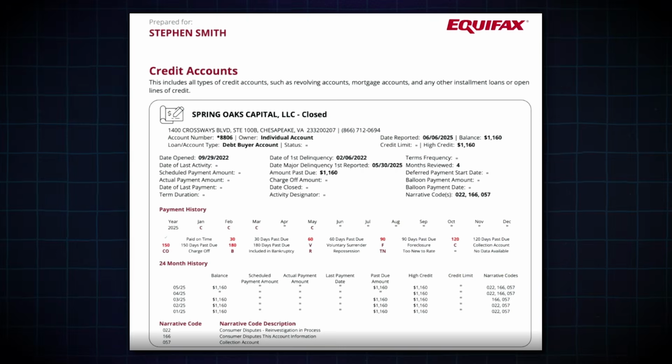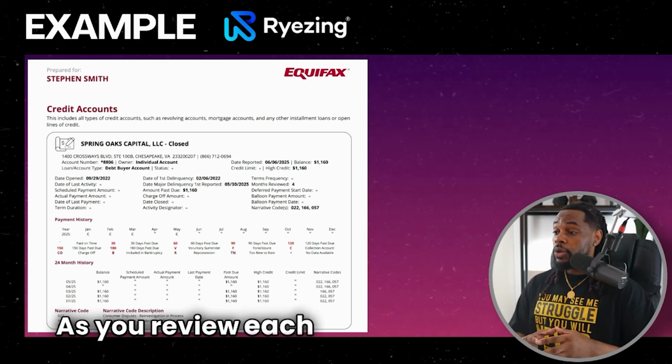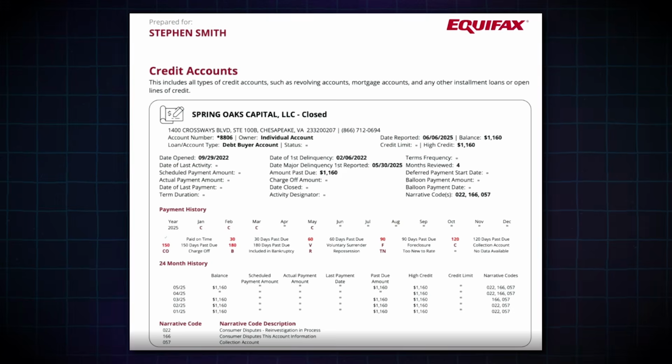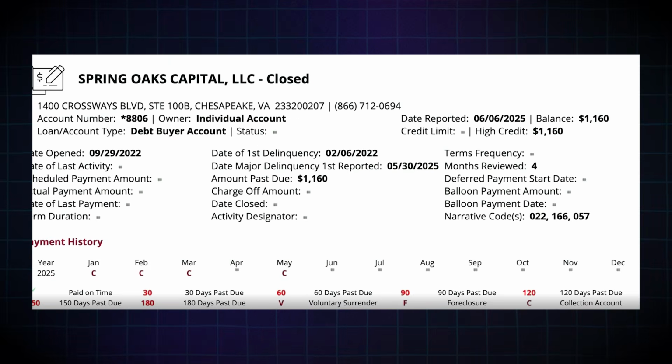Now, as you can see, this is my report. This is a collection that I had that was reporting. As you review through each report, you are looking specifically for third-party collection accounts, and notice on this account, you can see it says debt buyer account, and the code on the account simply has the letter C. That would normally signify a collection.